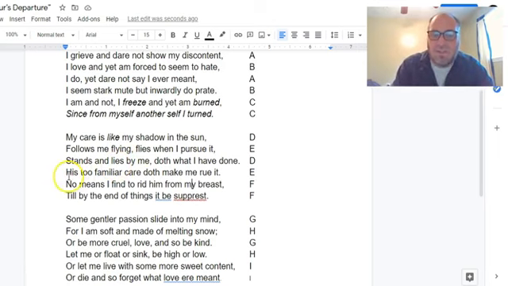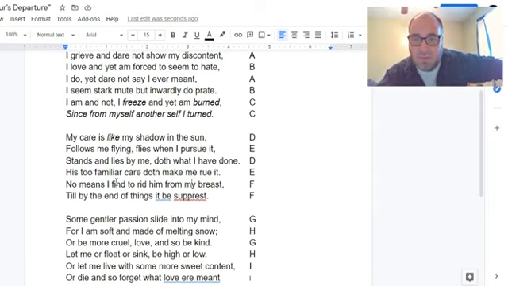Then she says, his too familiar care does make me rue it. So he's too familiar with her. On some level, it seems like he wants to have this relationship, and so he tries to treat her like a girlfriend, or like a love interest, and that makes her angry because she can't do that. She can't have that sort of relationship, and that makes her hate the way she feels. She wishes she could not feel this way, because when he does that, it probably hurts her worse than if he didn't do anything at all.